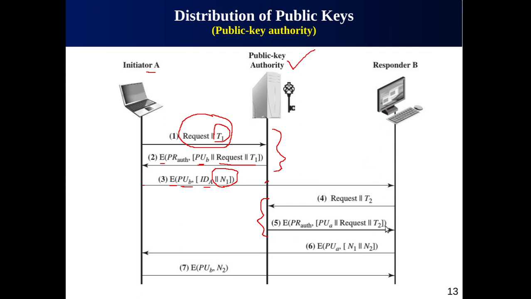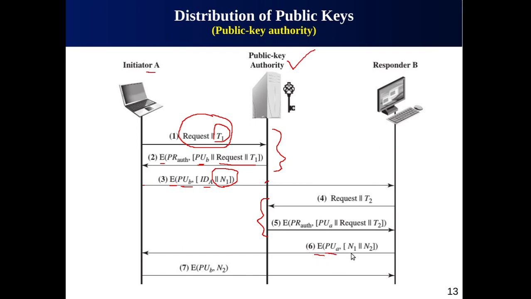And then the public key will be provided. And then after that, in step number 6, B will send a message towards A. Now this message is again encrypted. This time the message is encrypted by the public key of A. Now only A would be able to decrypt this message.